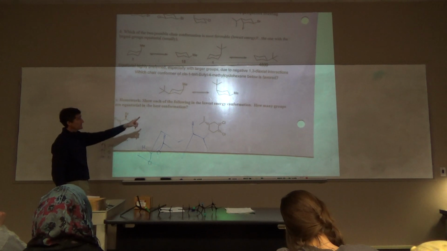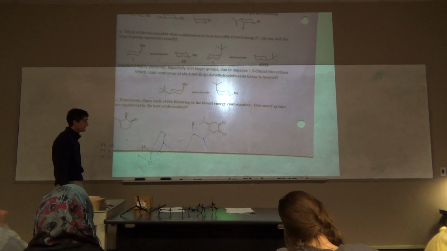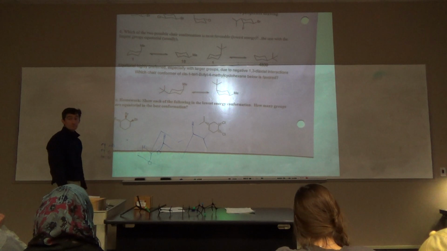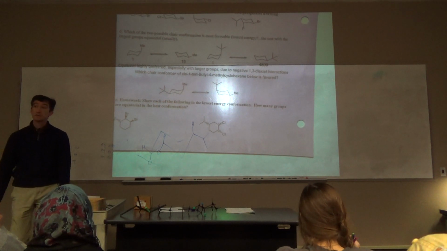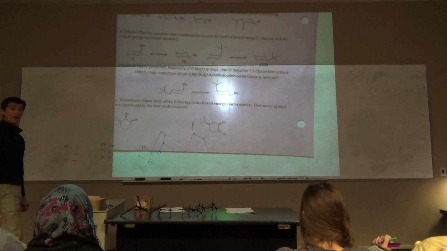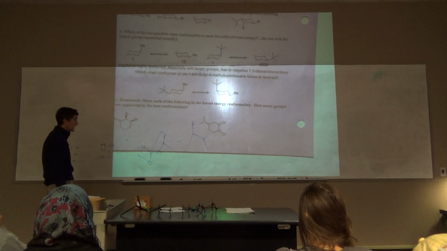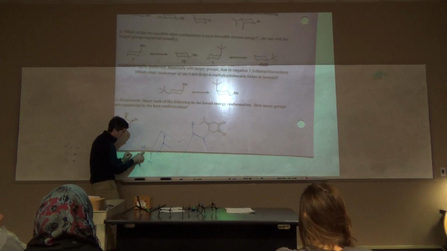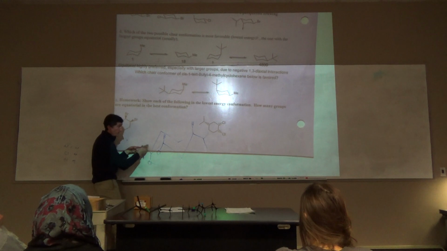What's the answer to the question? How many groups are equatorial? 2. Not all 3 in this case. Could we have a compound where all 3 were? Yes. If this chlorine was here, then all 3 would be equatorial.